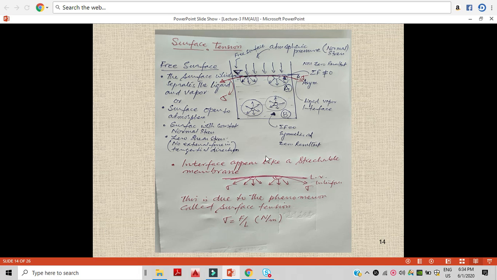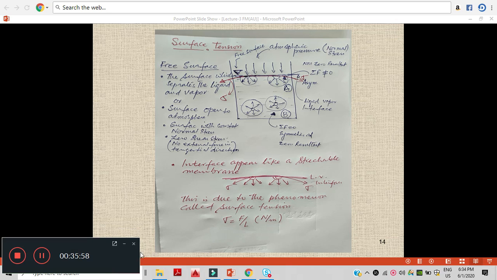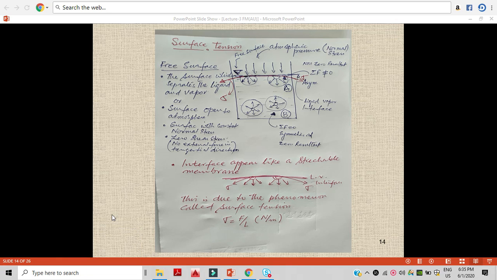In this case, the interface appears like a stretchable membrane, and there is a force acting tangent to the surface, which is the surface tension. It is indicated with sigma. Mathematically it can be written as sigma equals force per unit length. It is measured in Newton per meter. The magnitude of surface tension for liquids decreases with an increase in temperature.